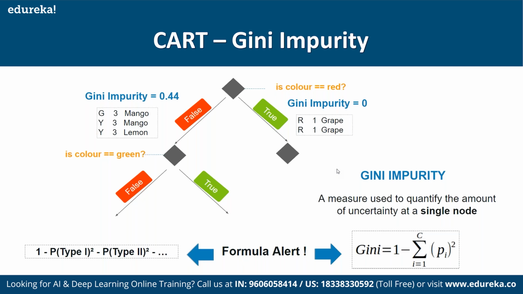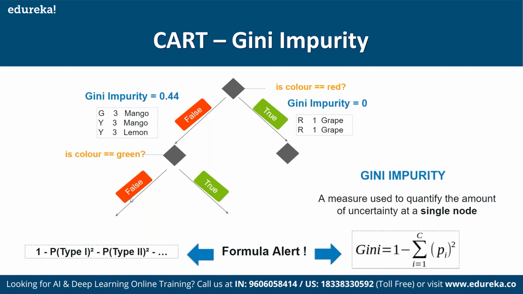So why are we trying to find pure nodes? So that when we take those decisions, we can land up on a node where all the cases are the same, and we can tell with surety that, okay, this is a grape. So in this case, if I see the color is red, I know it's a grape. If it is not red, I'll see if the color is green.